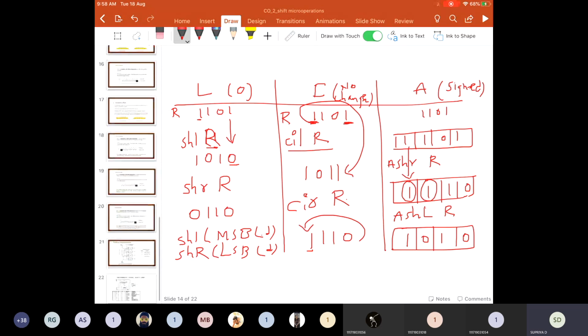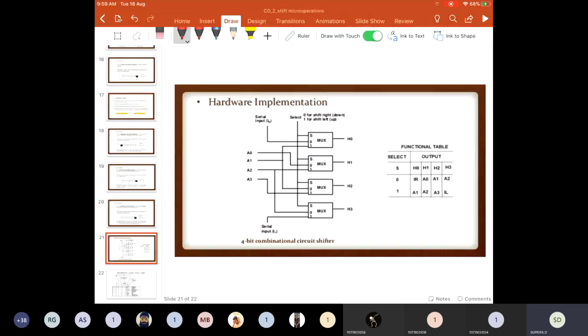Now let us see the hardware implementation of the shift micro operations using a 4-bit combinational shifter circuit. In order to see the working of this circuit, go through the truth table given here. This logical diagram or combinational circuit is used to perform the shift right operation and the shift left operation. How?